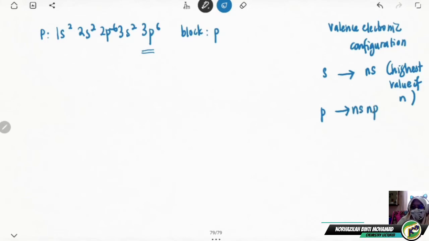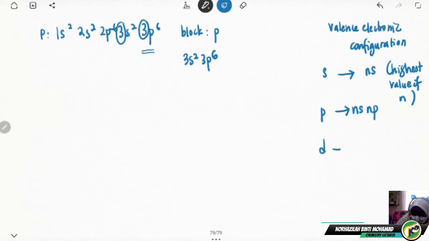So in this example, our highest value of n is equal to 3, right? So the highest value of n for this example is 3, which means our valence electronic configuration is 3s2 and 3p6. Right? This is the example.